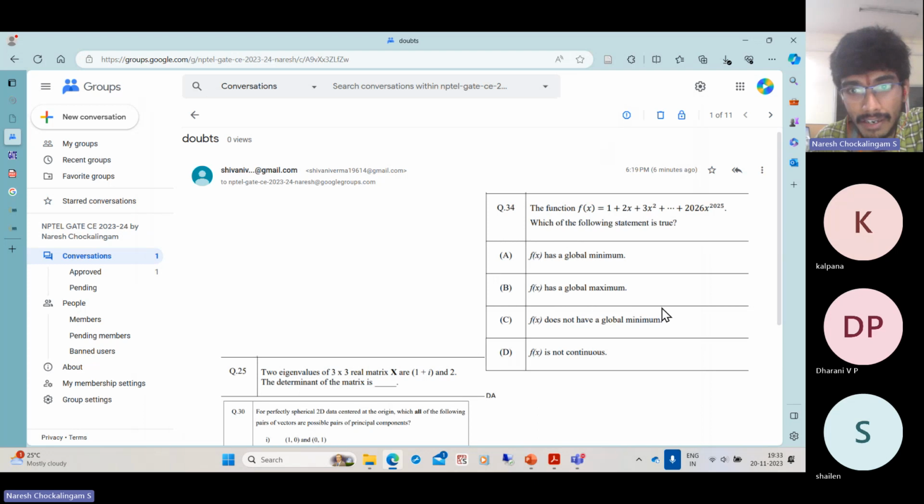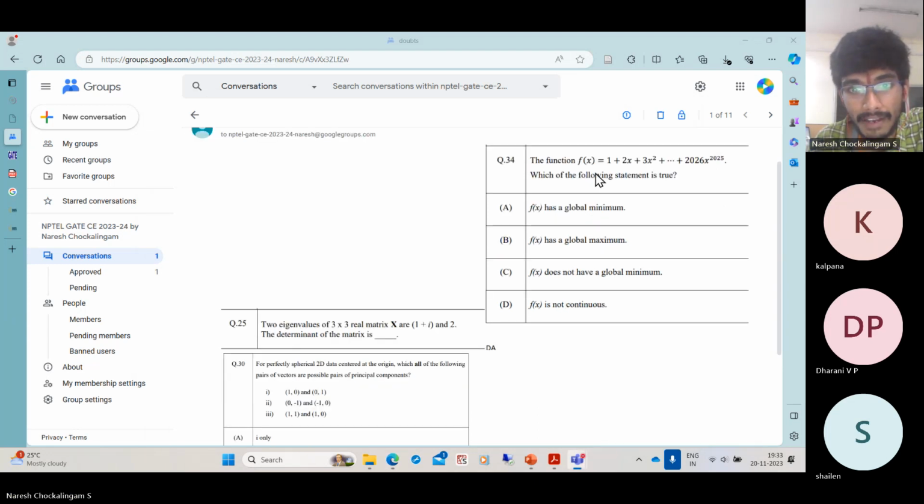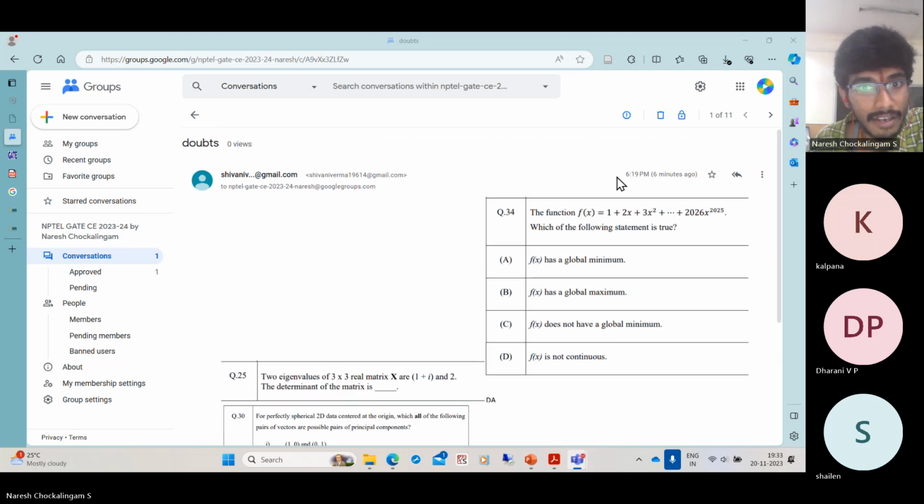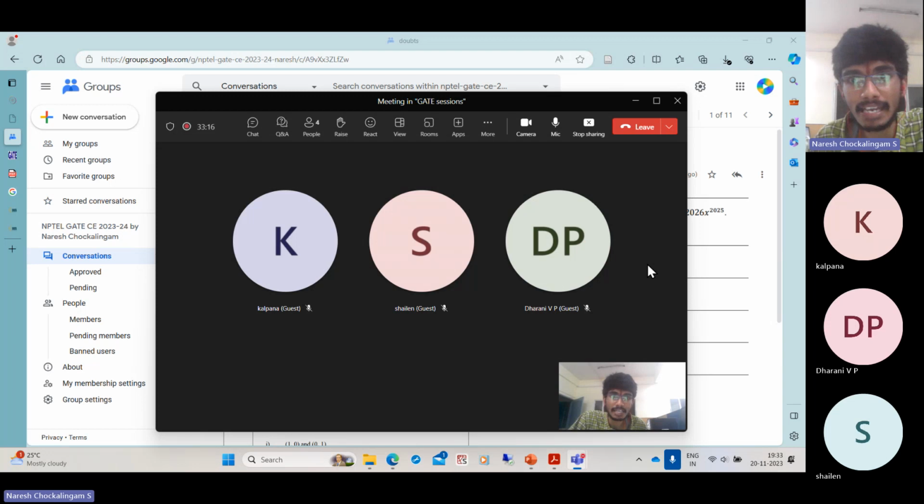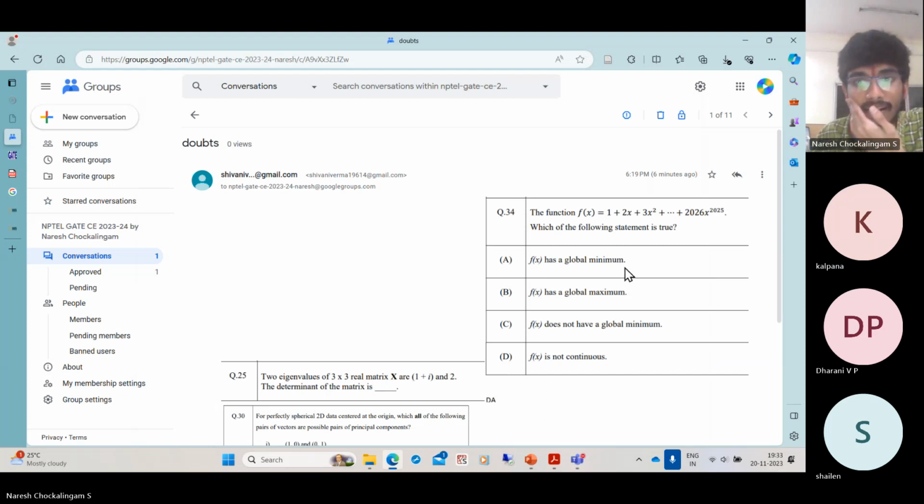So coming to the next question. The function, you're given a function f of x equal to 1 plus 2x plus. Just a minute. So this Shivani Verma, is it one of you or is it somebody else? It is me only. Oh, okay, fine. I was just thinking it shouldn't be somebody else who is not in the meeting.